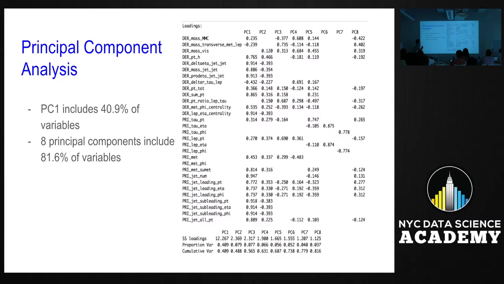So after running this, here's a table showing that with the principal components, we're basically taking different ratios of the different variables and putting them together to create new variables. In this way, we're able to capture more of the data in fewer variables. So as we can see, 40.9% of the variables is represented by principal component 1. And after doing all 8, we're able to capture 81.6% of the variables.